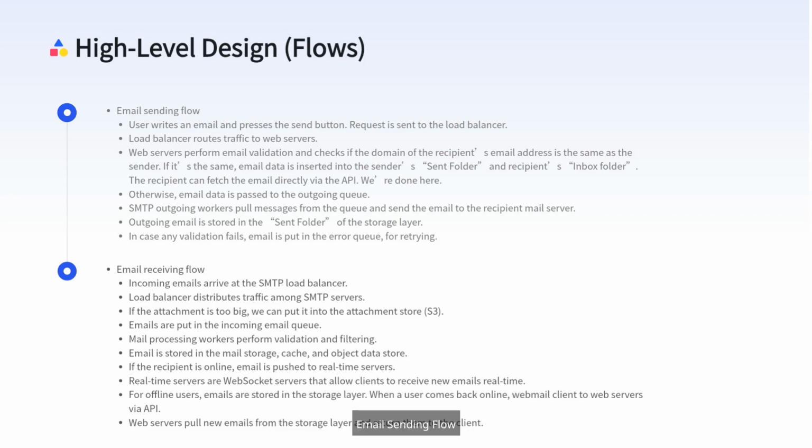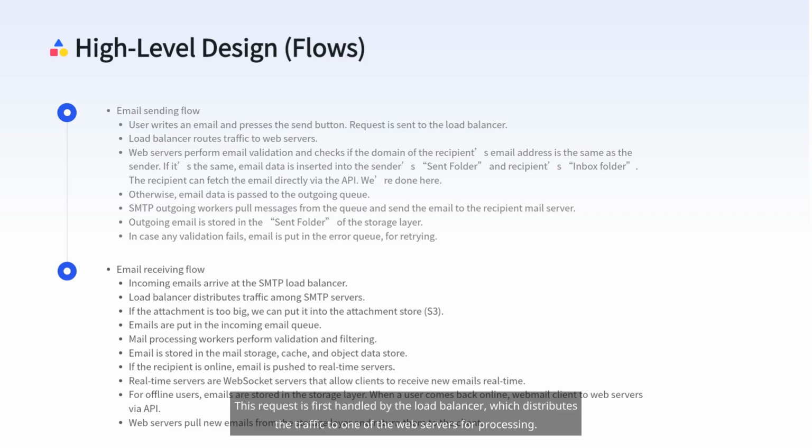Email sending flow. The sending flow starts when a user composes an email and clicks the send button. This request is first handled by the load balancer, which distributes the traffic to one of the web servers for processing. At the web server level, we perform validation checks. For example, ensuring the email format is correct and confirming whether the recipient belongs to the same domain.